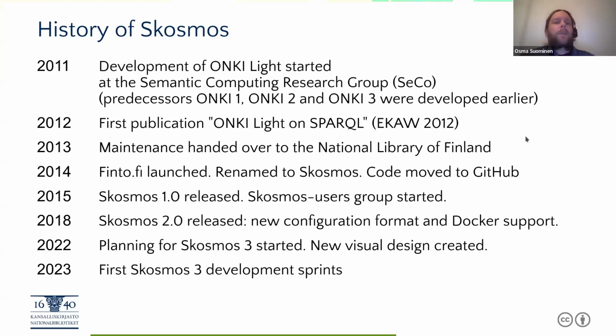And in 2013, the maintenance of this was handed over to the National Library of Finland. The idea being that the Onki service that had been created at the research group should become this kind of a national level service, and then that couldn't be run by a research group anymore, so it was transferred to the National Library of Finland. And the next year, 2014, we launched the Finto service and renamed the software to Skosmos. And the code, which used to be on Google Code, I don't know if anyone remembers it anymore. It's been shut down for many years now, but the code was moved to GitHub.